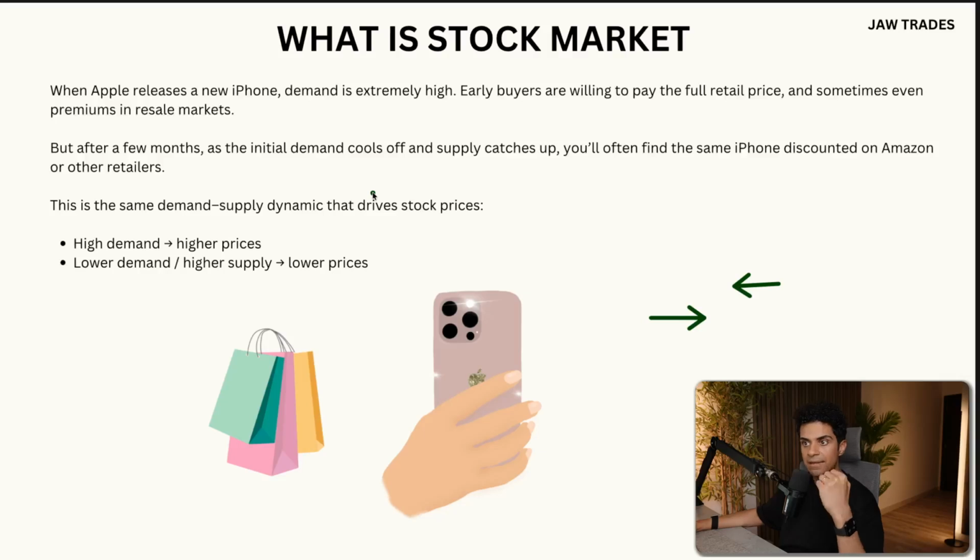This is the same supply and demand dynamic that drives stock prices. Higher demand, higher prices. Lower demand, higher supply. That means when the demand is lower and the supply is higher, that causes lower prices.